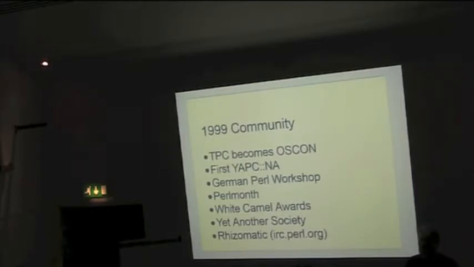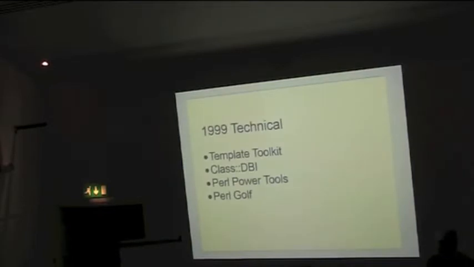society, YAS, the organisation that Kevin Lenzo set up in order to run Yahtzee. And also, this was when the Rhizomatic IRC network was set up, which is what has become irc.perl.org. So there were also some useful modules that you see for the first time.